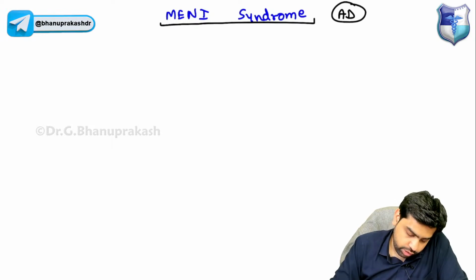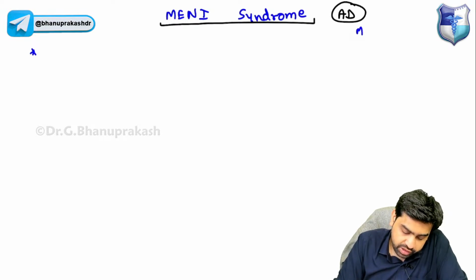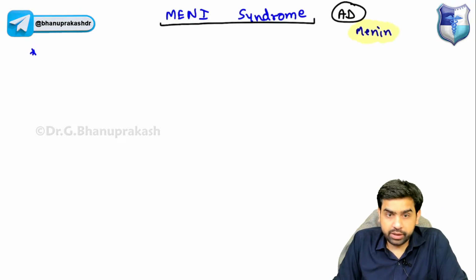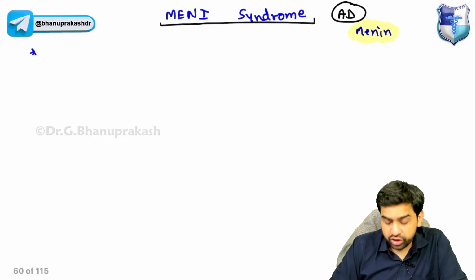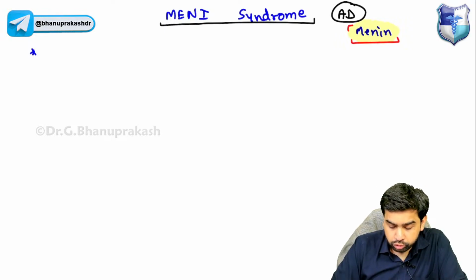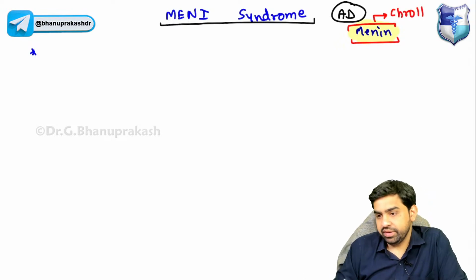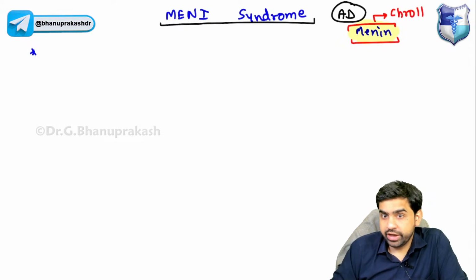This is basically caused by a mutation in the gene menin. So please try to understand, menin is the gene involved. Can anybody tell me, this menin gene is located on which chromosome number? It is located on chromosome number 11. That is what you need to understand here.